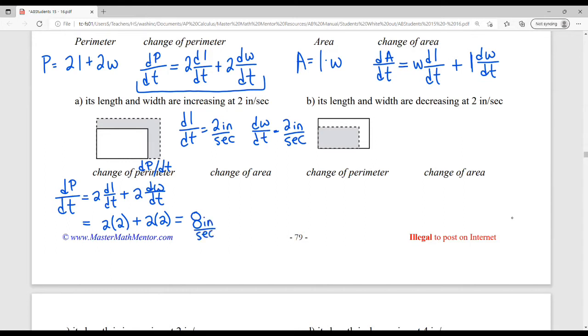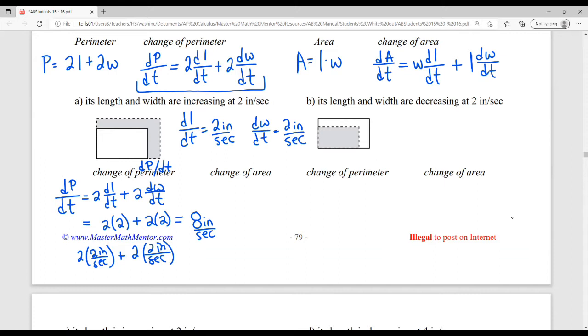And if we're confused about the units, like how'd you know the units were 8 inches per second? Well, you have 2 times 2 inches per second, which is 4 inches per second, plus 2 times 2 inches per second. If we write out the units, they will always take care of themselves. 4 inches per second plus 4 inches per second is 8 inches per second.